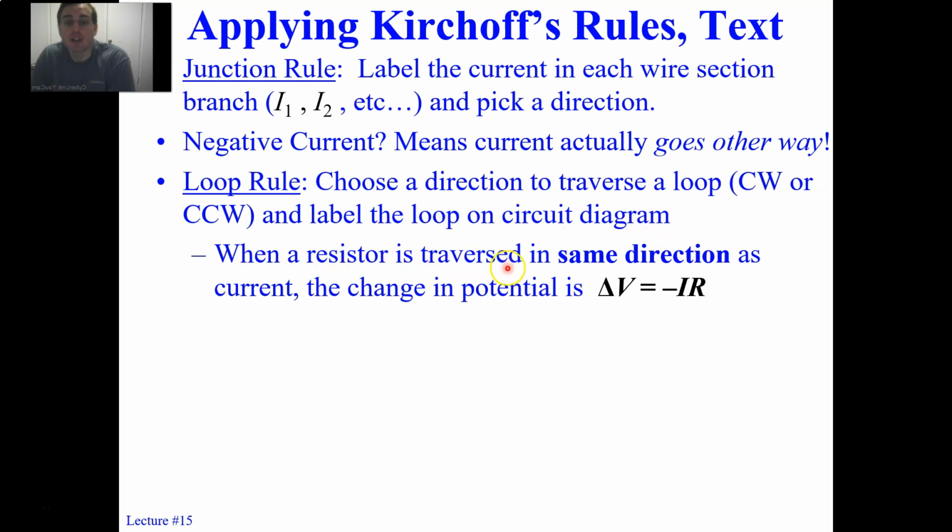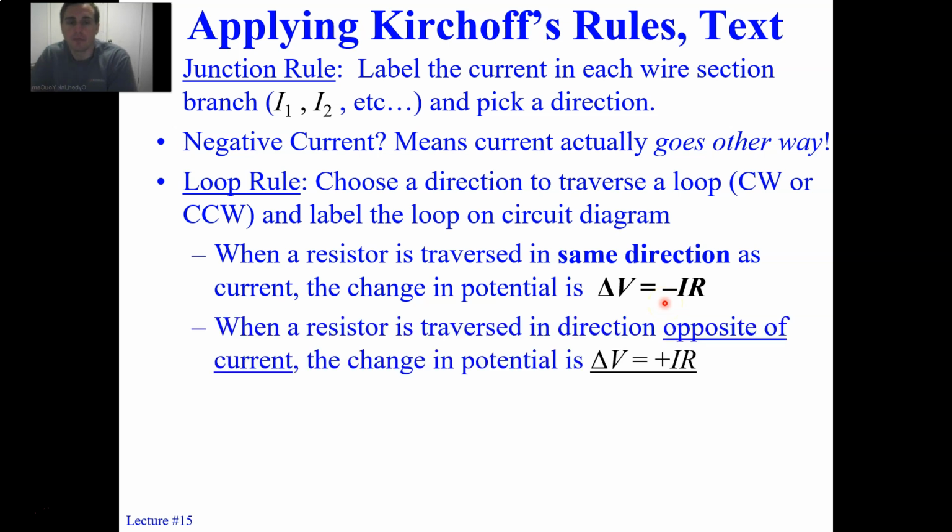Now when a resistor is traversed in the same direction as the current, the change in the potential is delta V equals minus IR. That's traditionally what happens with resistors. Resistors usually take energy away from the positive voltage potential that's available, and so the delta V equals negative IR, as long as we're going in the direction of the current. But if a resistor is traversed in the opposite direction of the labeled current, then the change in potential is plus IR. That's to make sure we get the signs right, S-I-G-N-S, the signs.